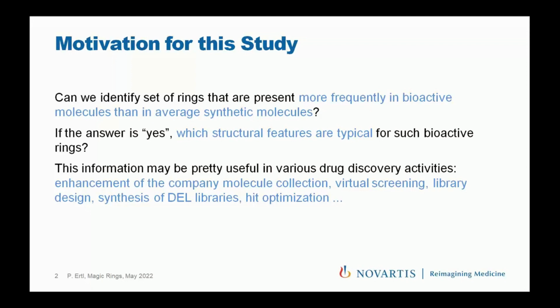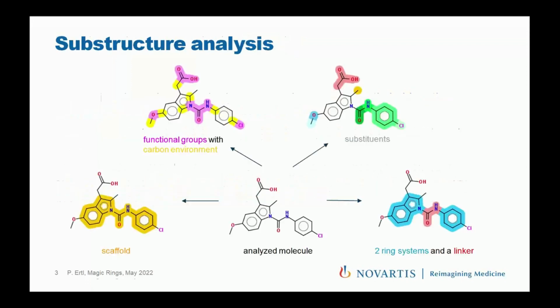So in my study, I looked at the rings in different molecular collections. For that, I used the cheminformatic technology called substructure analysis. That is nothing really new. Substructure analysis is a classical old method, developed maybe 30 years ago, maybe even more. The basic principle is that we look at our molecules, cut them into meaningful pieces, and then analyze these different substructures. We can focus on different types of substructures.